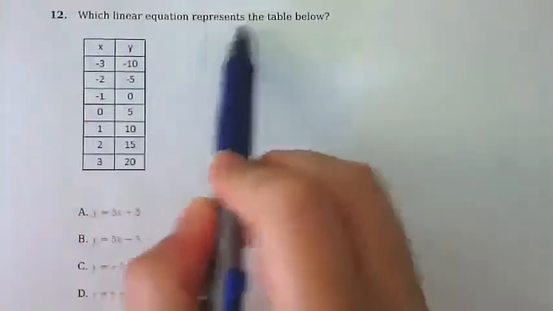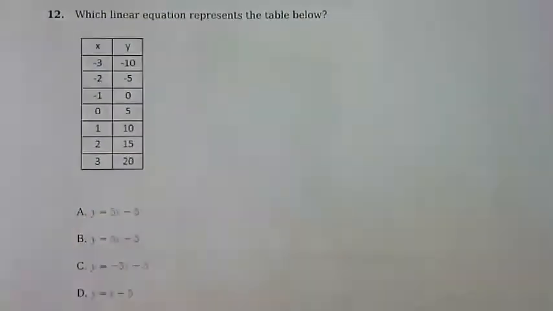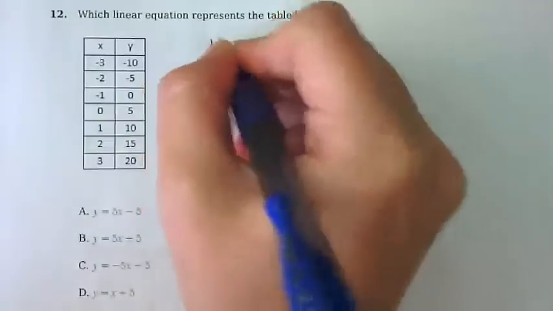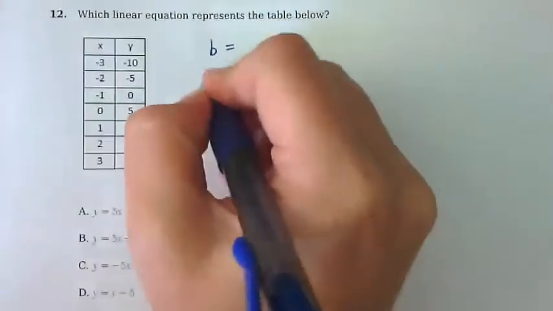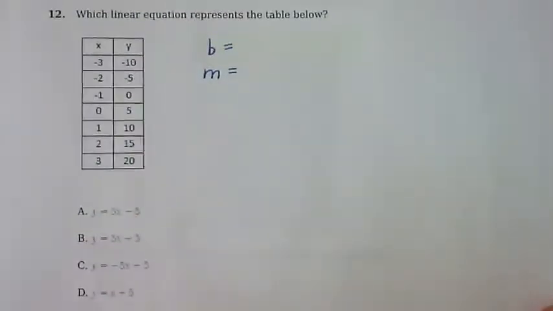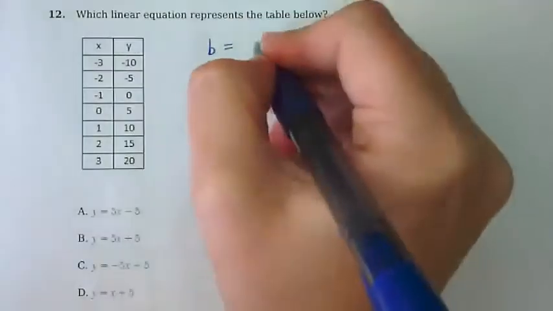Which linear equation represents the table below? So just like with the graph, I'm going to work backwards in order to determine what my equation is. So I'm going to determine what is my y-intercept, what is my slope, and then fill in for my slope-intercept form. So remember, y-intercept, that's when our x equals 0.